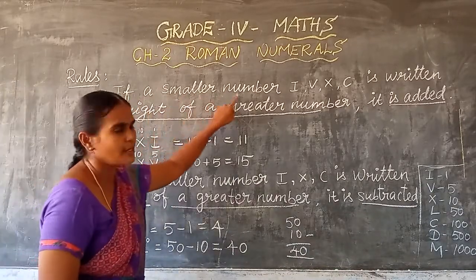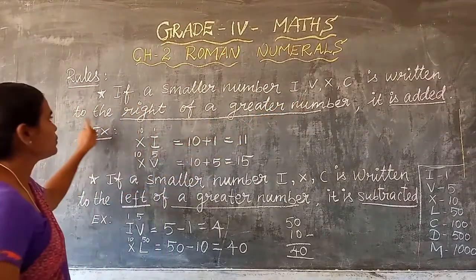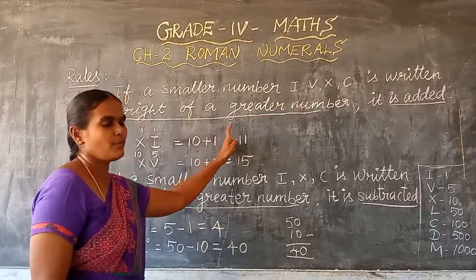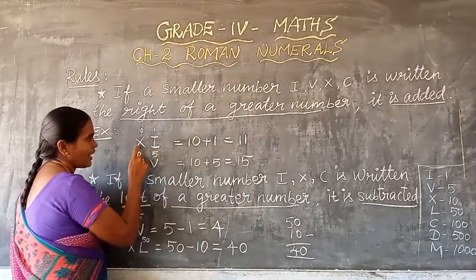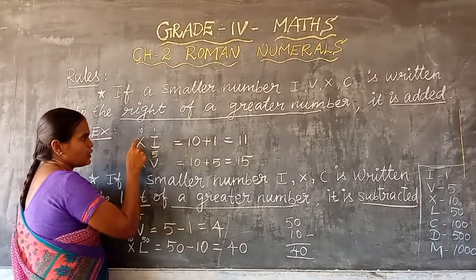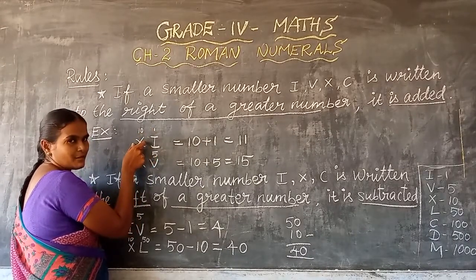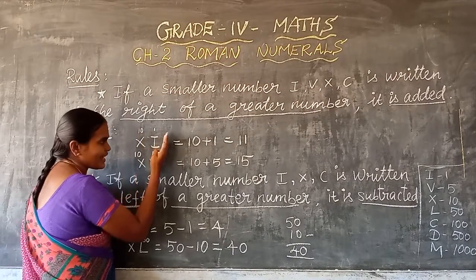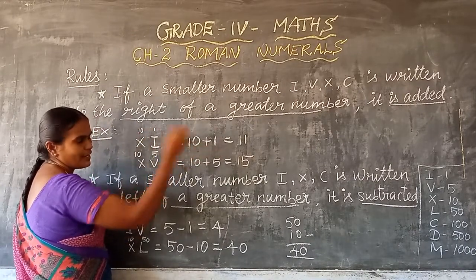Look at these two rules. If a smaller number IVXC is written to the right of a greater number, it is added. Look at this example. X value 10, I value 1. So X is greater number. Greater number, right side we have the small means addition. So 10 plus 1, 11.